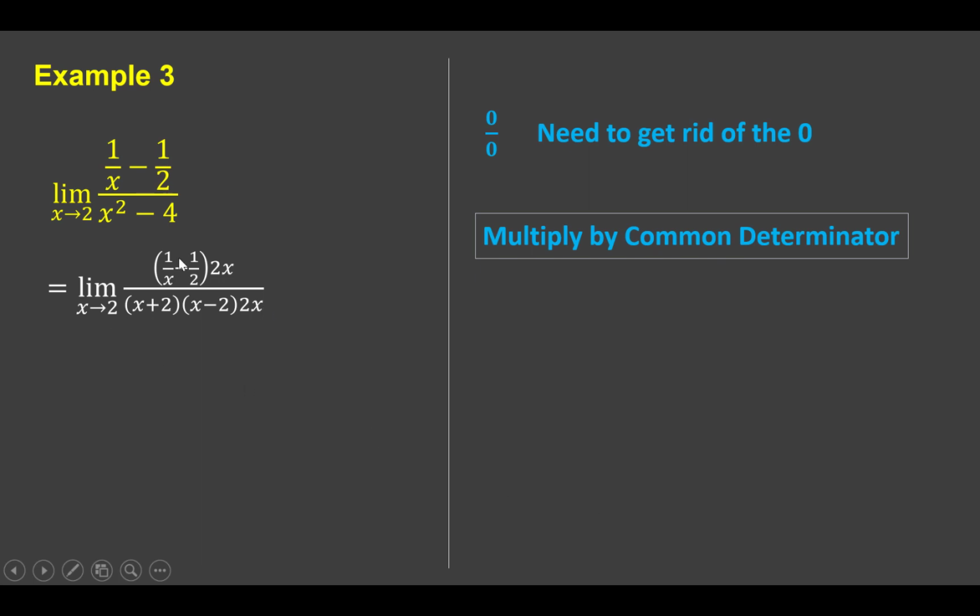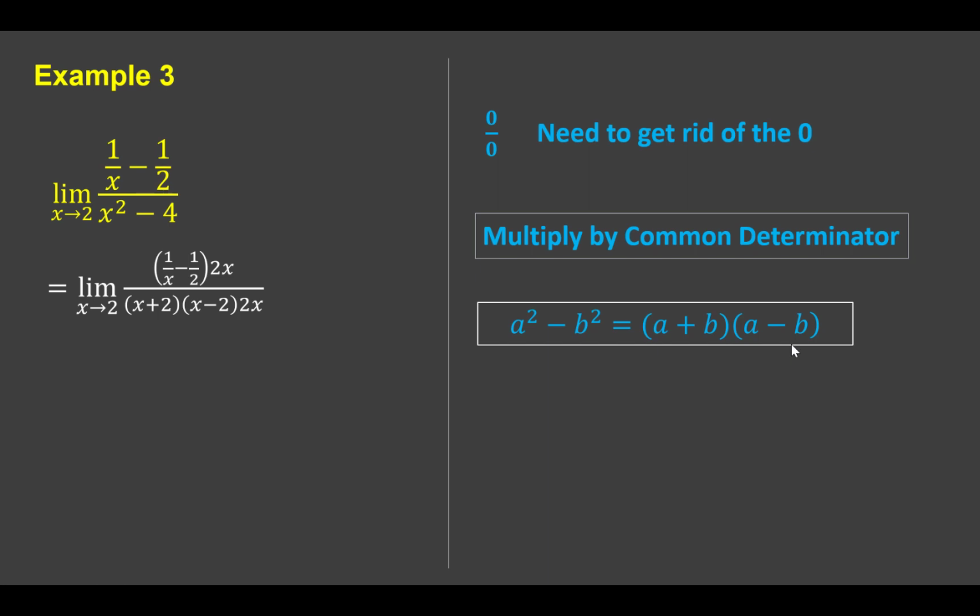Now on the bottom, I replaced x squared minus 4 by x plus 2 times x minus 2. This is because of a formula that says a squared minus b squared is equal to a plus b times a minus b. This is a very, very useful formula in calculus. You're going to use that a lot of times. So here a is equal to x, and b squared is 4, so b equals 2. So by the formula, it is a plus b, which is x plus 2, and then a minus b, which is x minus 2.